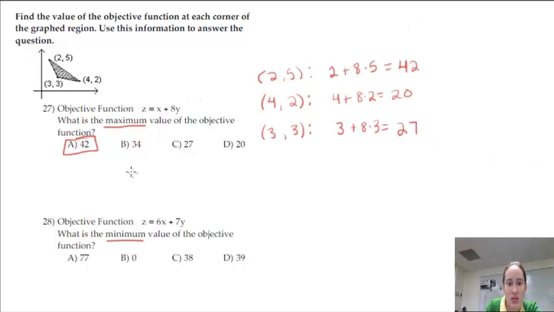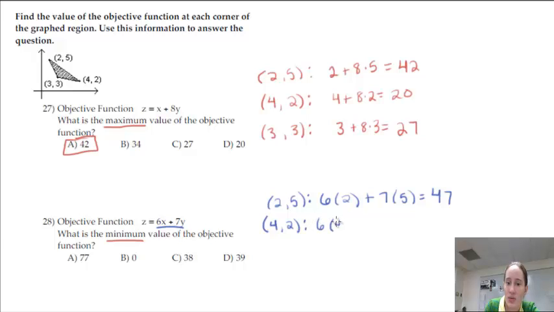Now we want to do the minimum with this new objective function. So we have to sit here and plug in again. So 6 times 2 plus 7 times 5 is 12 plus 35, which is 47. Plug in 4, 2. 6 times 4 plus 7 times 2 is 38. And 3, 3 is 6 times 3 plus 7 times 3, which is 18 plus 21, which is 39. Okay, so our minimum would be C, which is 38.